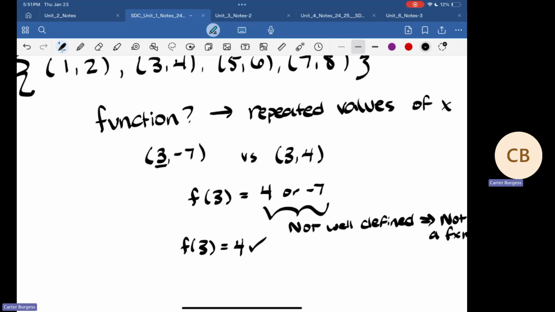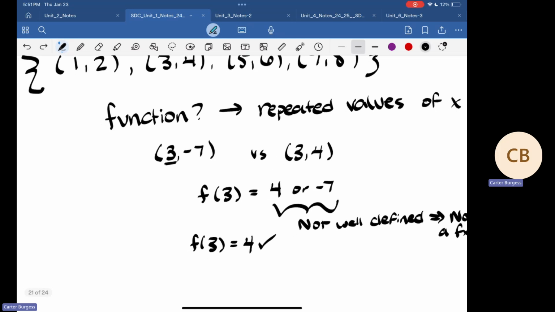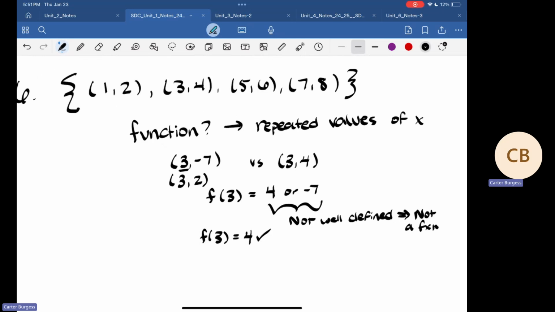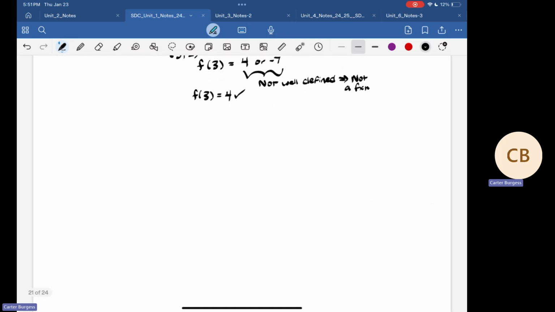So it's not necessarily important that the -7 hasn't been used just yet. Repeated values of y are fine. They just can't be used already for that particular value of x when we are considering this. So for instance, something like 3, 2 would disqualify it from being a function. But 3, 4, we're not adding any new information there. We're not changing our relation at all.